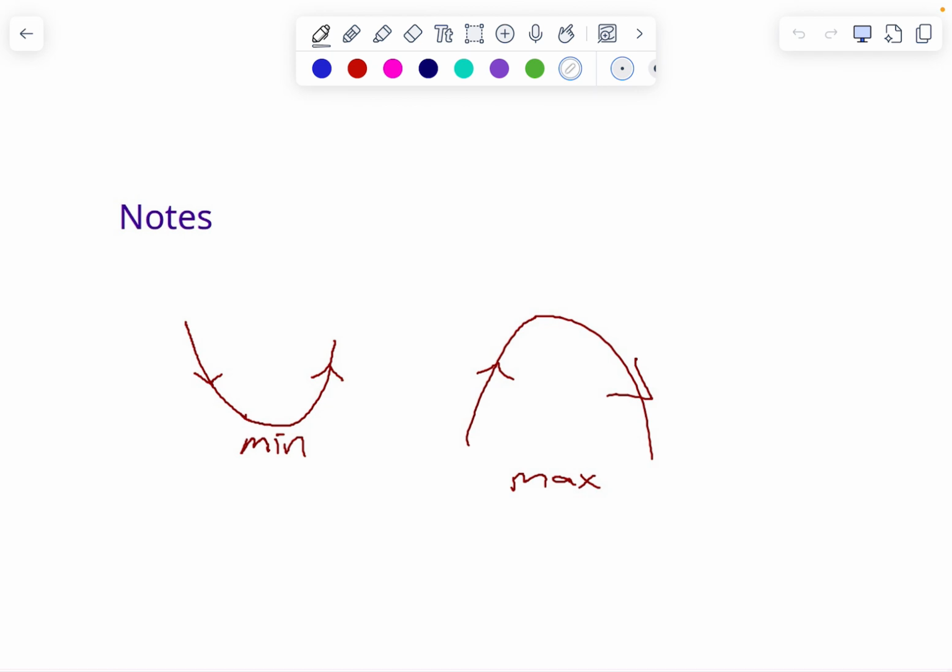Okay, so thinking of derivatives, we now know that critical points occur where? The derivative is 0 or non-existent. Well, how are we going to decide between a minimum and a maximum if all we know is the derivative is 0? Does that make sense? Because both of those derivatives equal 0. One's a minimum, one's a maximum.